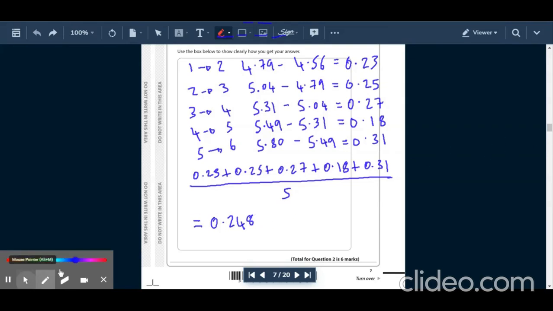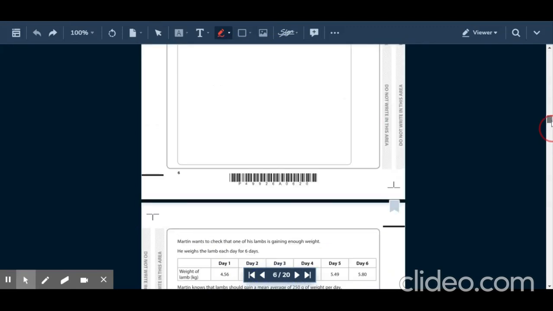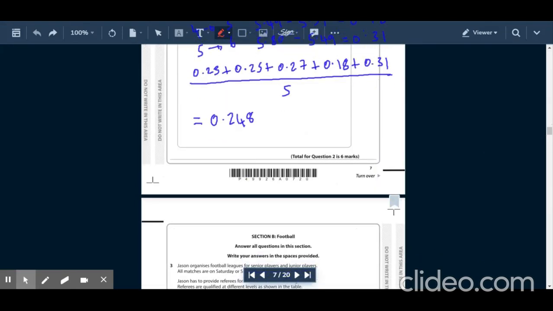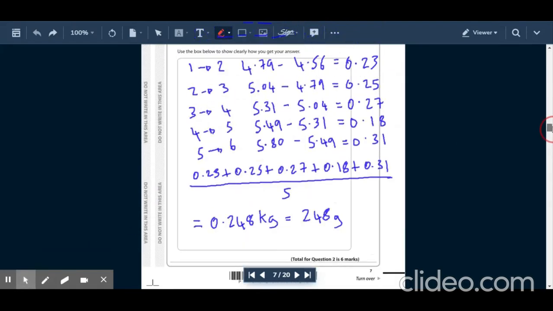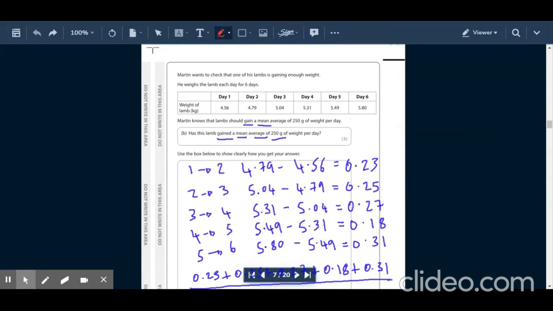And we've been working in kilograms. So in grams, that would be 248 grams. So we just multiplied it by 1,000. The question asks us, does the sheep gain a mean average of 250 grams of weight per day? And we've said it was 248, so we need to say no.